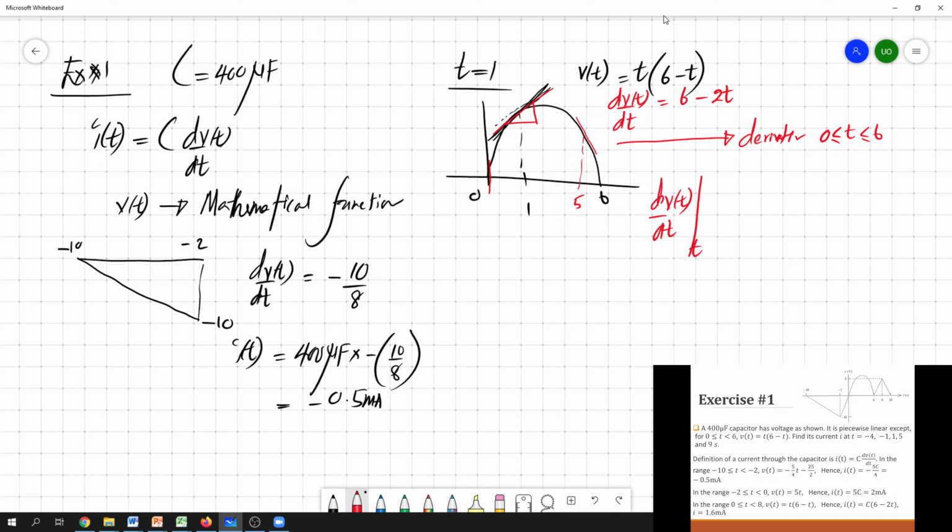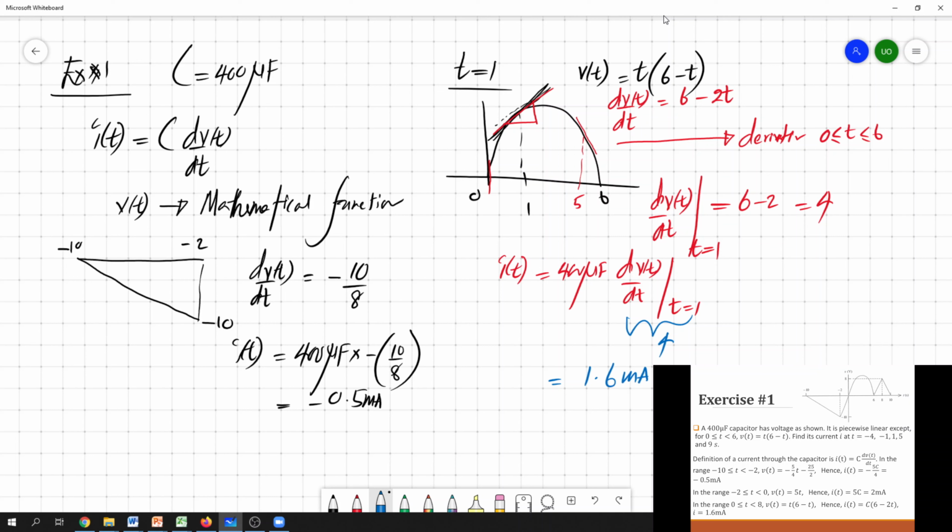So if you want to evaluate the derivative at any particular time, you need to evaluate this. You need to take the derivative at t equals 1. So just substitute t equals 1 here. 6 minus 2 gives 4. So this gives the derivative at t equals 1. So the current equals C, 400 microfarad, into the derivative at t equals 1, which is equal to 4. So this is 1.6 milliampere.